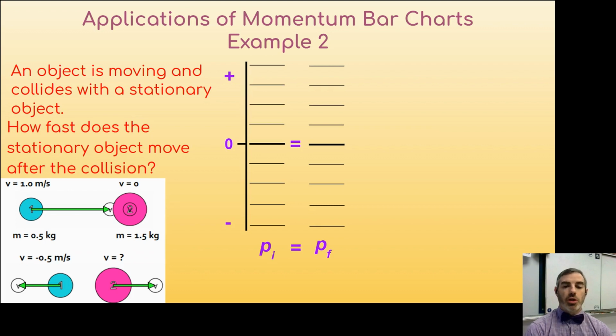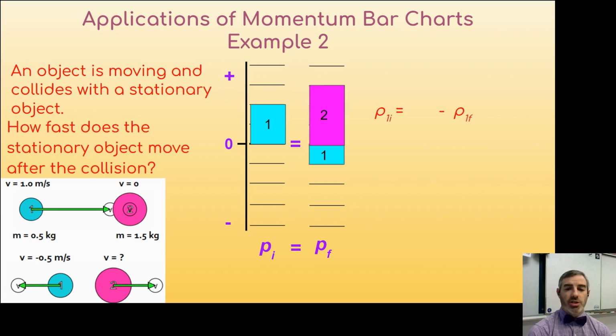So what we're going to do is draw a momentum bar chart. Here's the momentum of object 1, and object 2 doesn't have a momentum because its velocity is 0. In the final situation, we know that object 1 bounces back. That's going to be a momentum in the opposite direction, so the final momentum of object 1 is going to be a negative value. In the equation, we're going to subtract that value from our momentum from object 2.